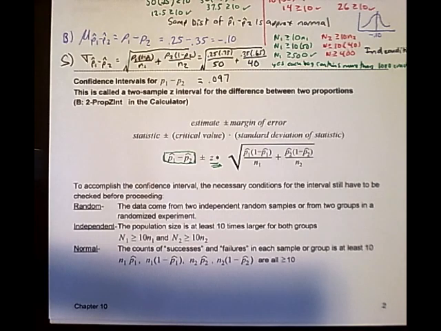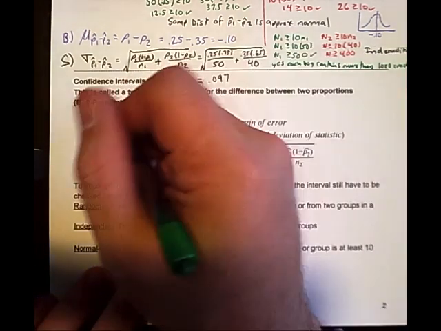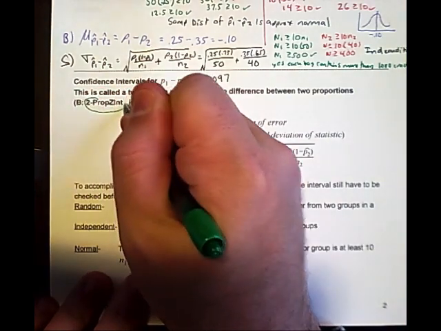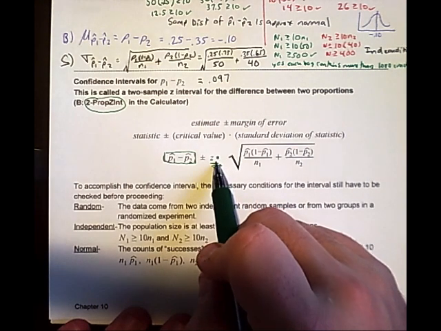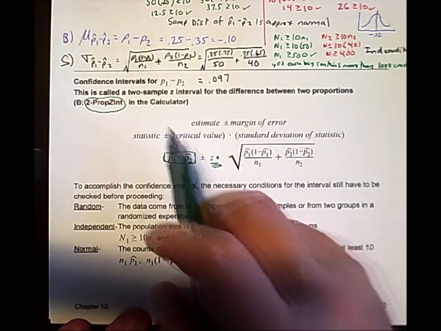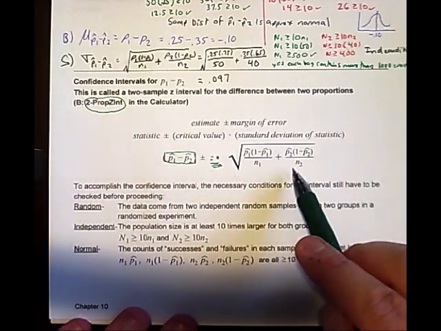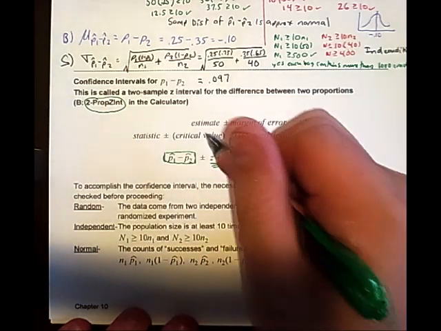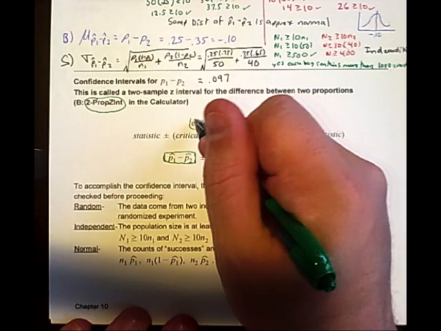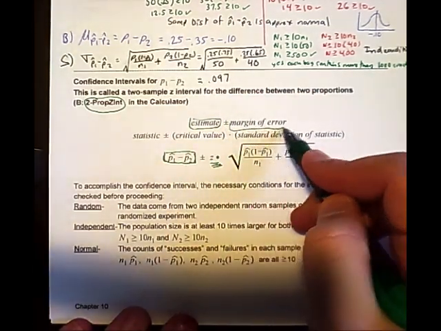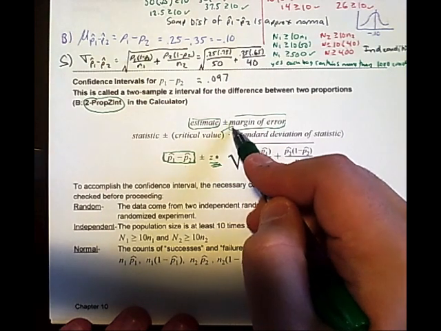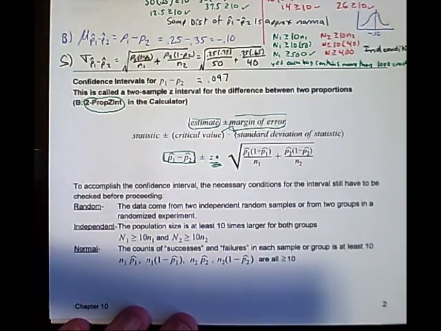All right. Now, in the calculator, let's think about what this would be called. It's called a 2-prop, for 2 proportion, Z, because we're going to use the Z chart, interval, because this is a confidence interval. Same type of thing. We do our point estimate, which comes from our statistic, plus or minus the margin of error. And the margin of error is made up of those two parts, just like it was before.